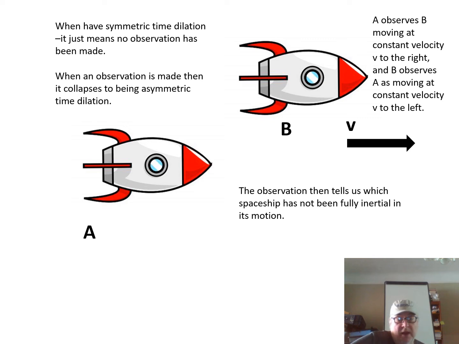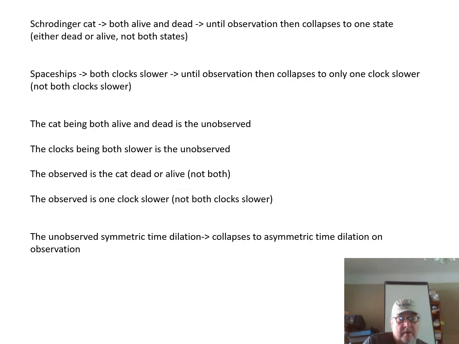A observes B moving at constant velocity v to the right, and B observes A moving at constant velocity v to the left. The observation tells us, when it's made, which spaceship has not been fully inertial in its motion. Schrodinger's cat is both dead and alive until observation, then collapses to one state, either dead or alive, not both states. Spaceships' clocks are both slower until observation, then it collapses to only one clock slower, not both clocks slower.